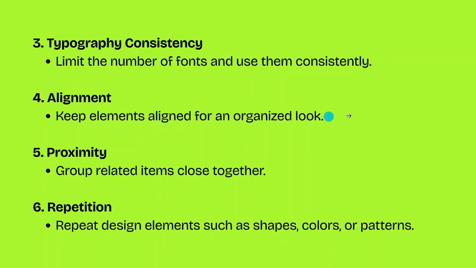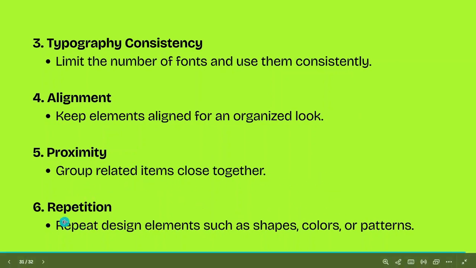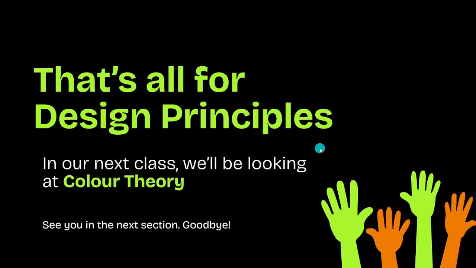Alignment, keep elements aligned. Proximity, group related items together. I already talked about that. Repetition, repeat design elements like shapes, colors, or so. By doing all these things, you are achieving unity in your design. So that's all for design principles. There are more, but this is what you need to know for now. These are the important ones that you need to know for now.